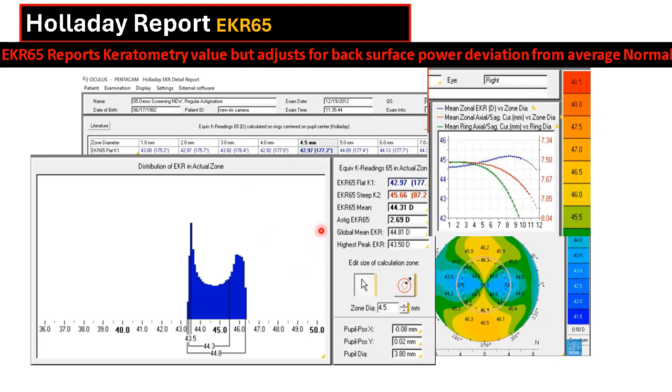So the message that I would like to convey to you is that the EKR 65 is a very important measurement given by the Pentacam that replaces the old K reading, and it will make you able to use any IOL without the need for any A constant, and you can calculate the power of the IOL without the need for any A constants.